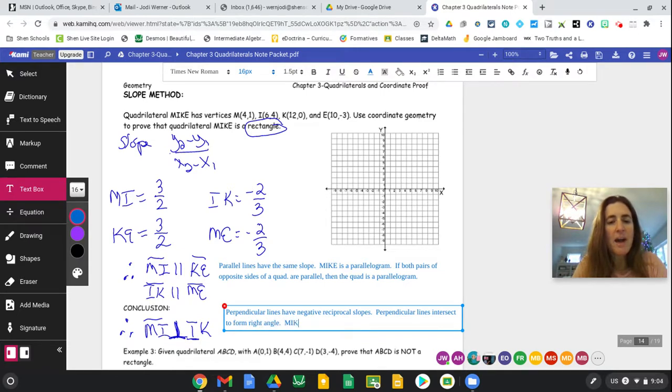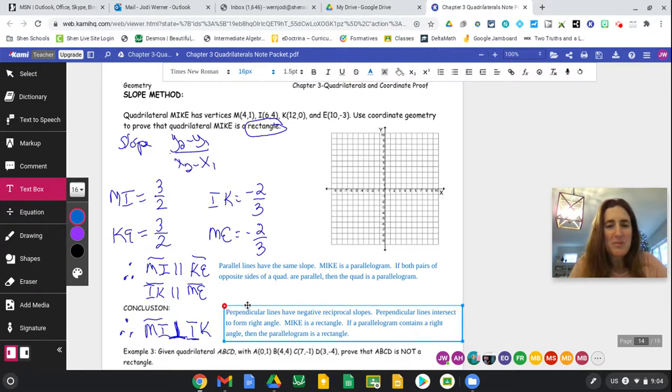So that means that MIKE is a rectangle, because if a parallelogram contains a right angle, then the parallelogram is a rectangle. That was so much fun, people.